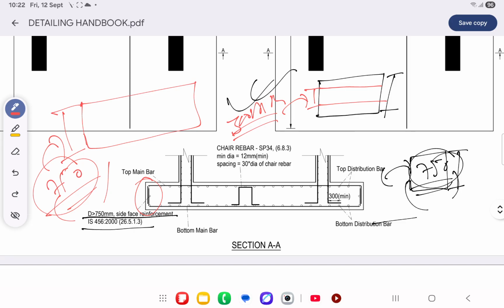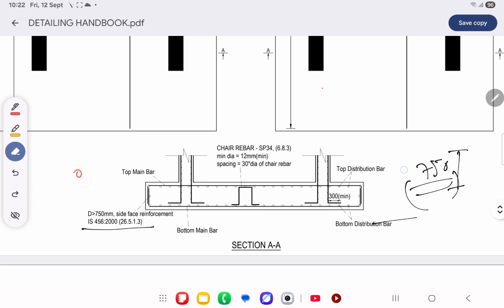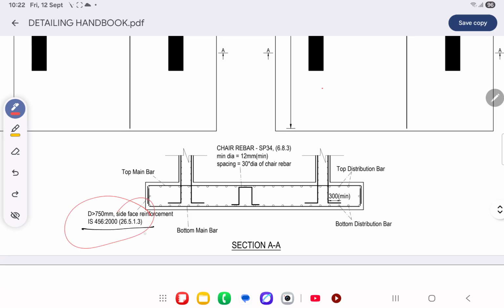In the case of side reinforcement, always remember that the spacing between two side reinforcement should not be greater than 300 mm. So this is the main condition of the raft foundation. I hope you understand. If you have any confusion, you can DM me directly, or you can follow the code, because I have already mentioned the code with the clause here. This is 26.5.1.3 of IS 456:2000.